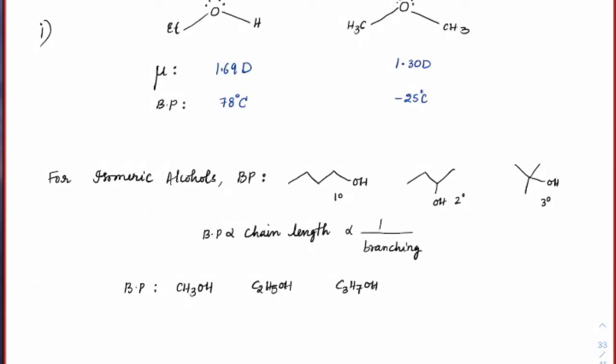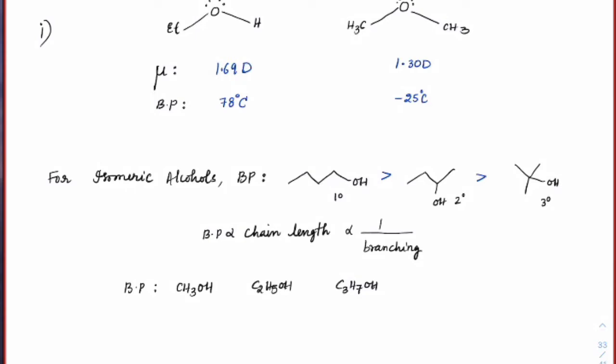Now when you compare the boiling points of isomeric alcohols like n-butanol, secondary butanol, or tertiary butanol, of similar molecular mass, then the more the branching, the lower the boiling point, and the longer the chain length, the higher the boiling point.